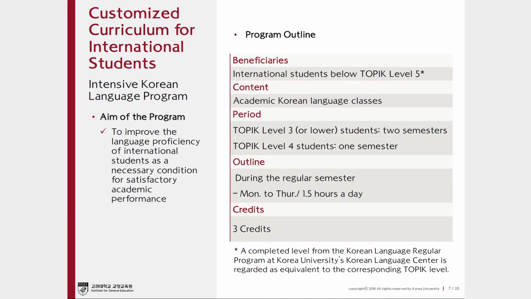Students below topic level 5, which means from level 1 to 4, are required to take Korean intensive course. For those who attend Korea University Language Center, will be considered equally. Students with topic level 4 must take 1 semester, and students with topic level 1 to 3 must take a year program. Students will attend course 4 days per week. Each class runs for 1.5 hours. And you must check that this program runs during the regular semester, so you cannot take the regular courses which conflict with this intensive Korean program.